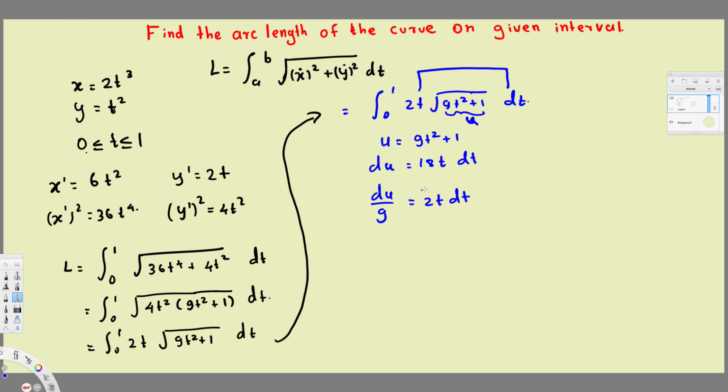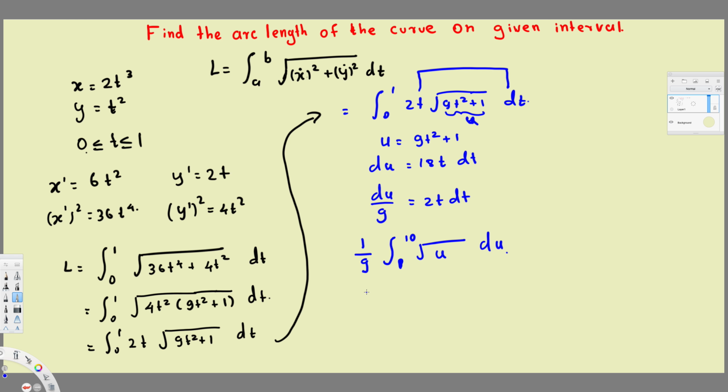Now we can substitute du by 9 instead of 2t dt right here. Let's write everything in terms of u. Now 1 over 9 I can bring to the front, and here we have the square root of u, replacing 9t squared plus 1, and instead of 2t dt we have du over 9. Also, when we change to u, we have to find the new limits of integration. When we substitute 0 for t, u is going to be 1, so the bottom is 1. When we substitute 1 for t, that's 9 times 1 plus 1, which is 10. So the new limits of integration are 1 to 10.